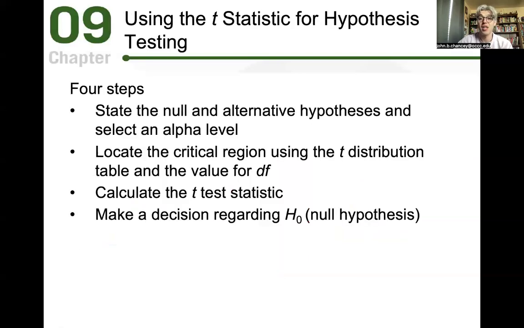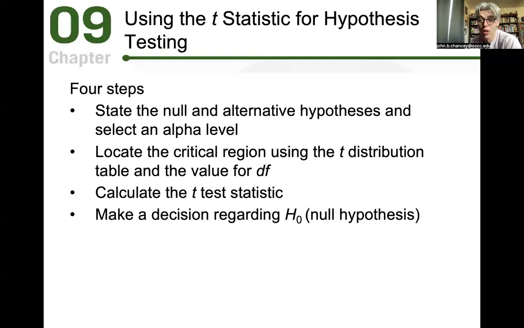And just like our z-test for X bar we did in the last chapter, you're going to conduct 4 steps to conduct hypothesis testing. One, you're going to state the null and alternative hypotheses and select your alpha level. Typically we're talking about an alpha level of 0.05. In the social sciences that's very standard. You obviously can increase or decrease alpha if you want, but typically the rule is 0.05.